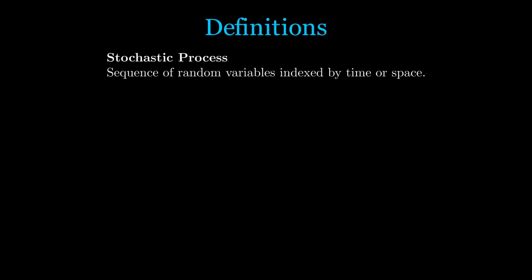Starting off, a stochastic process is an ordered sequence of random variables indexed by time or space. It is used to model systems or phenomena that evolve over time in a random manner. Let's say you flip a coin 10 times. The result of each flip is represented by a random variable. The sequence of the random variables is a stochastic process.